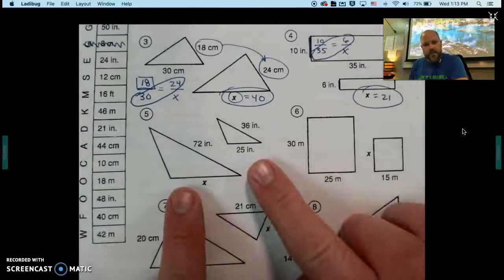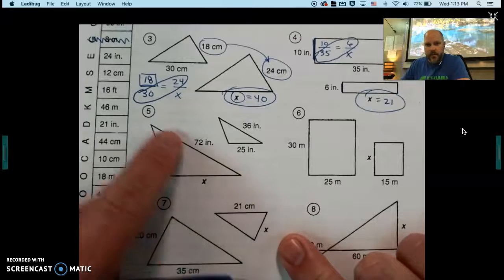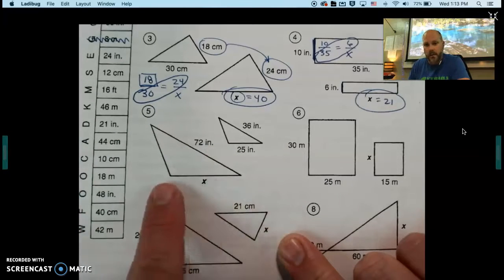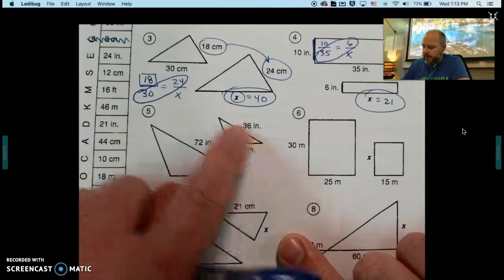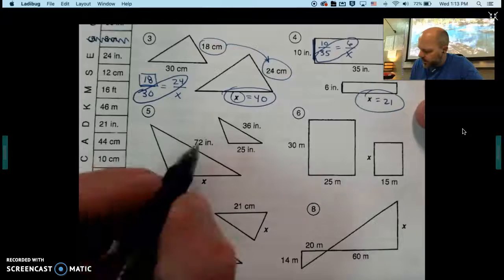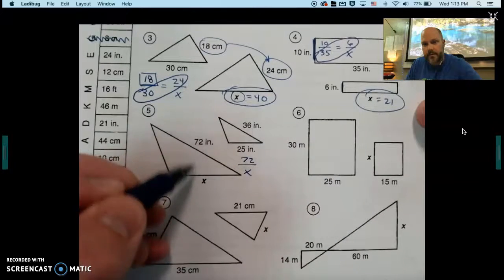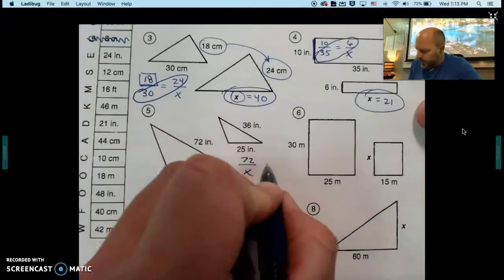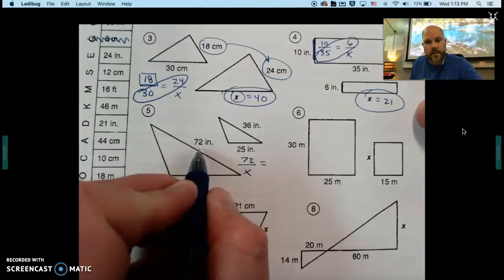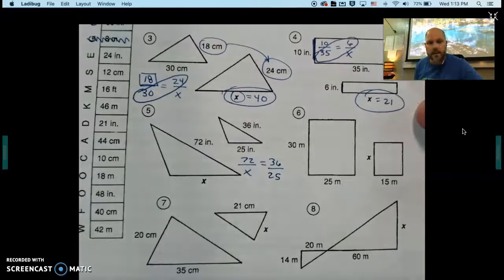All right, number 5, we have two similar figures here. I have this long diagonal side of the triangle, 72 inches, and the bottom we don't know. And then I have this long diagonal, 36, and the 25. So I'm just going to set up my proportion again. I'm going to put the 72 over x, because these go together. They're on the same shape. And this 36 is the corresponding side to the 72. So I'm going to put that on top, and I'm going to put the 25 on the bottom like that.